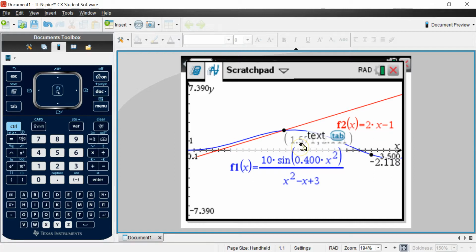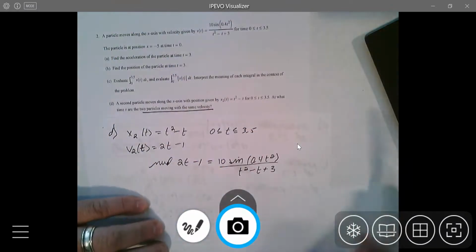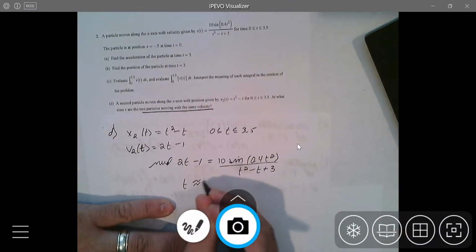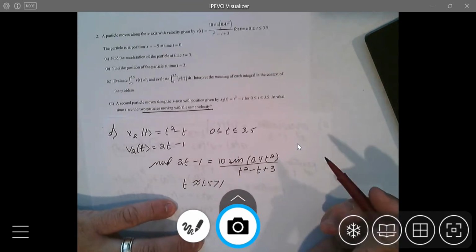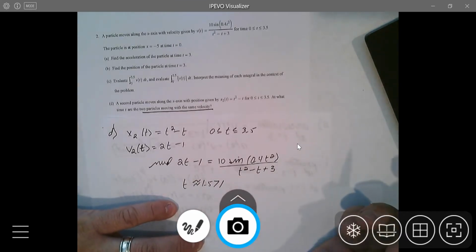I want to know the time, so that's the x-coordinate, where the velocities are equal to each other. The time is 1.571. The common velocity for both particles is 2.141. The answer is going to be 1.571. So write that down on your paper. So t is approximately 1.571. That's it. That's what we wanted to know.